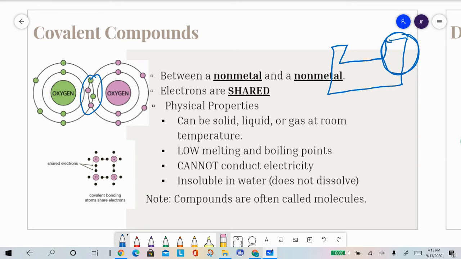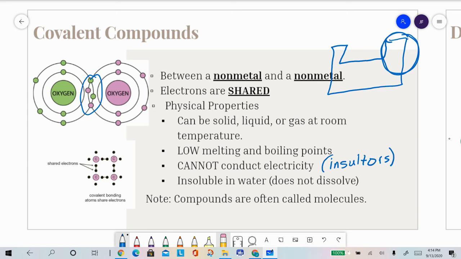Okay, physical properties of covalent compounds: they can be solid, liquid, or gas at room temperature. They have a very low melting point and boiling point, meaning they will melt quickly and boil quickly with very little energy added in. They cannot conduct electricity. They're usually considered insulators, which is the opposite of conducting. And they're insoluble in water, so they don't dissolve in water.